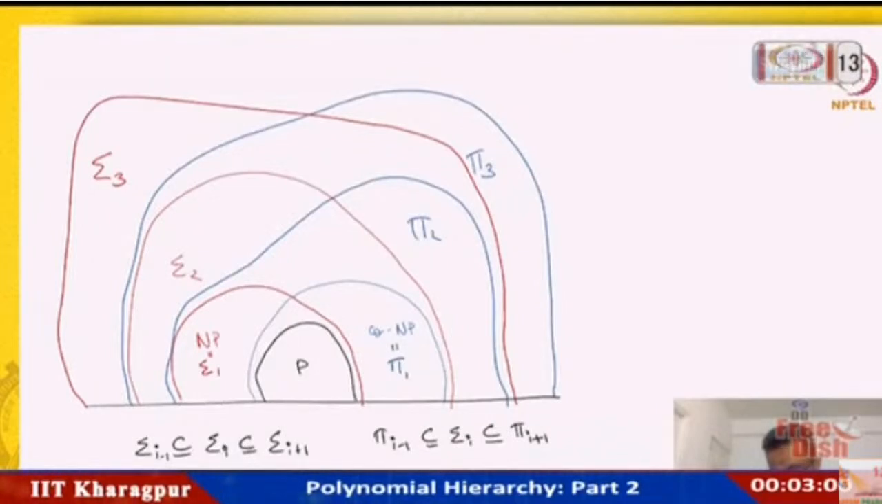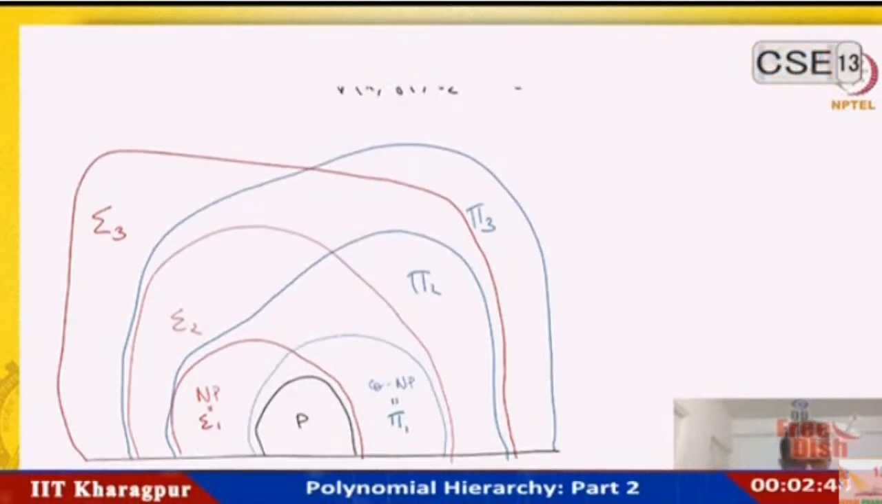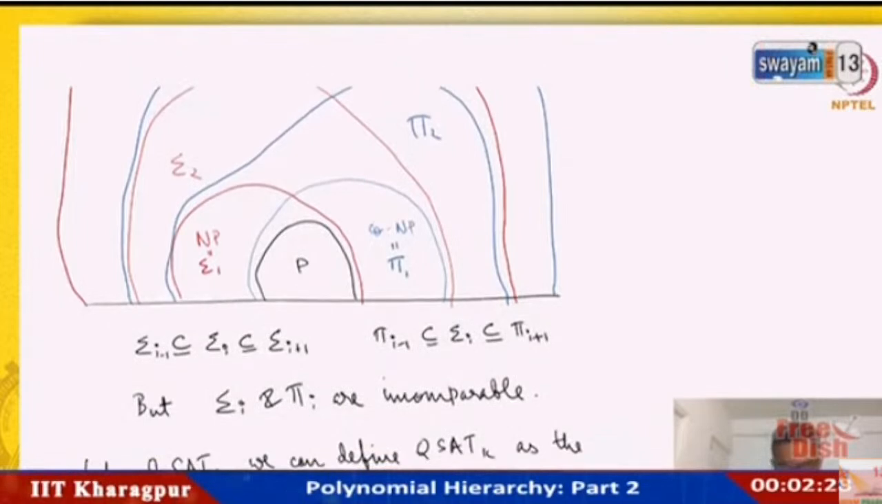P is contained inside sigma 1 and pi 1, which are not comparable. P, sigma 1 and pi 1, or P, NP and co-NP, are all contained in sigma 2 as well as pi 2, but they are not comparable. All of these classes, P, NP, co-NP, sigma 2, pi 2, are all contained in sigma 3 and pi 3, but they are not comparable. And we can draw another layer like sigma 4, pi 4. They will contain all of these, but they will not be comparable to each other, sigma 4 and pi 4, and so on.